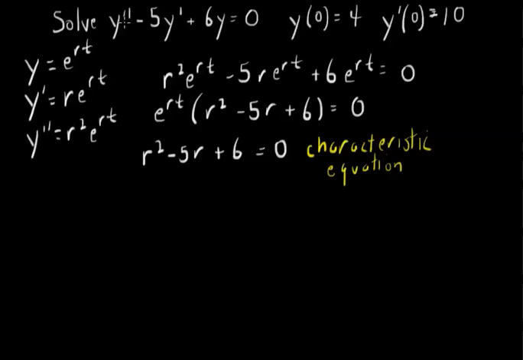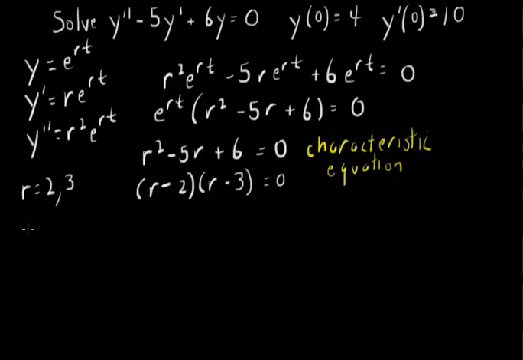So note the similarities between the differential equation and the characteristic equation. You've got the same coefficients. Cool. All right. It's easy to solve this. That factors as r minus 2 times r minus 3 equals 0. So we've got our two solutions, r equals 2 and 3.